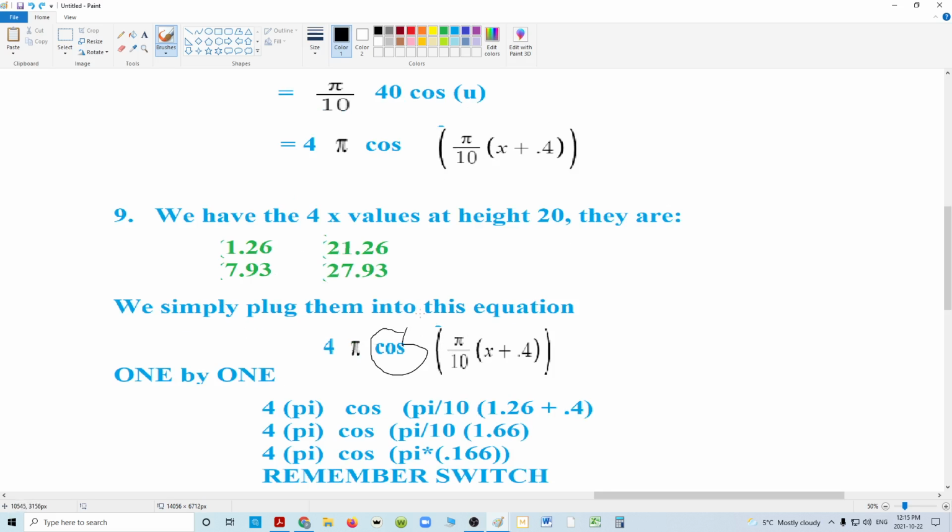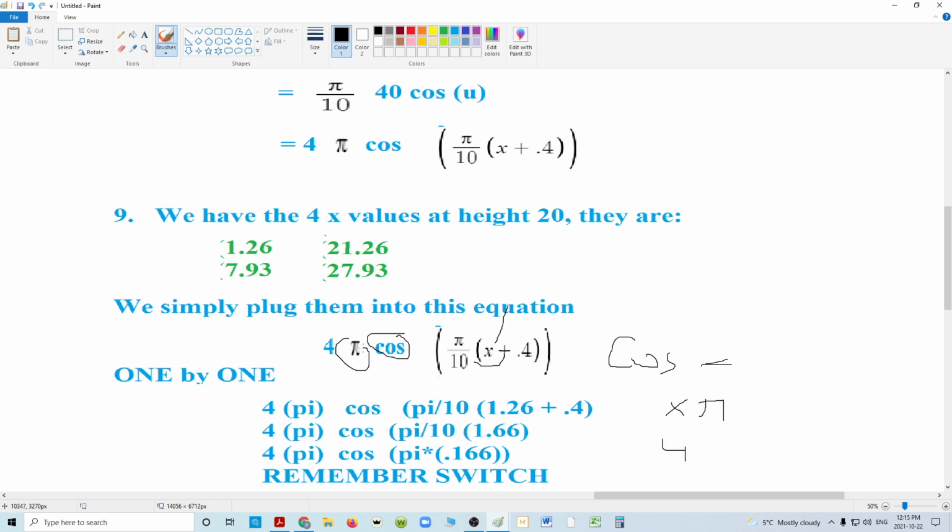Remember that this is a cos of that, not the sine. And also remember that you have to plug in x here, add it to 0.4, multiply it by pi, and since we're in pi, we're in radians, divide by 10, switch to radians before you press the cos equals sign, then multiply by pi, which is a multiplier out here, and multiply by 4.